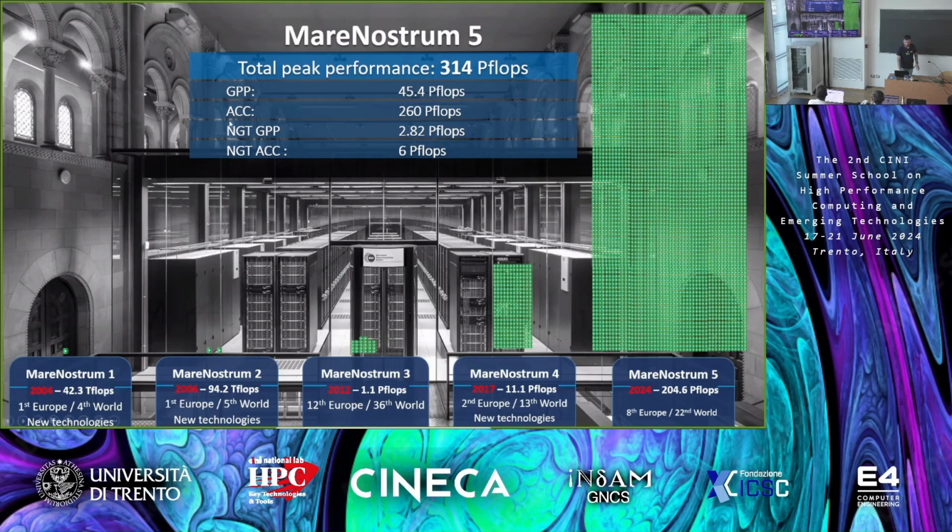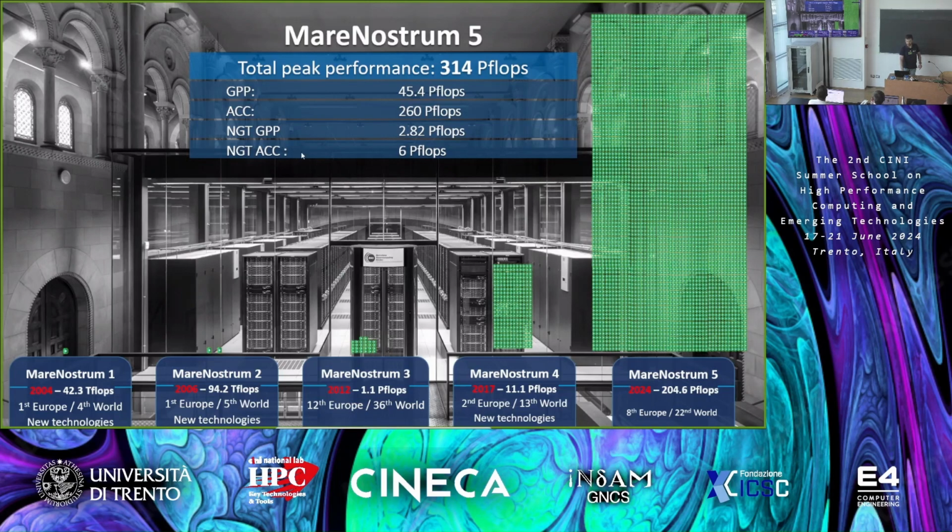Right now we have 4 partitions. GPP is general purpose processor, or standard CPU, Intel, like the one you have in your laptop, probably. Then the accelerated part that has NVIDIA GPUs. And then we have NGT, which is next generation. I don't remember. Next generation, whatever. It's the next generation partition. This will be based on NVIDIA Grace CPU. How many are nodding? Okay, some of you know. And then the next generation technology.